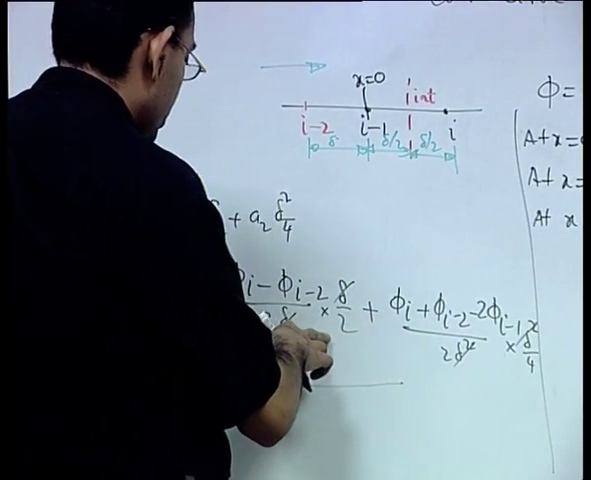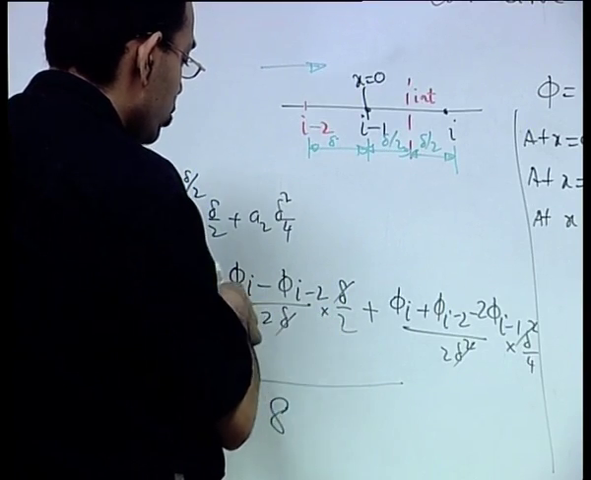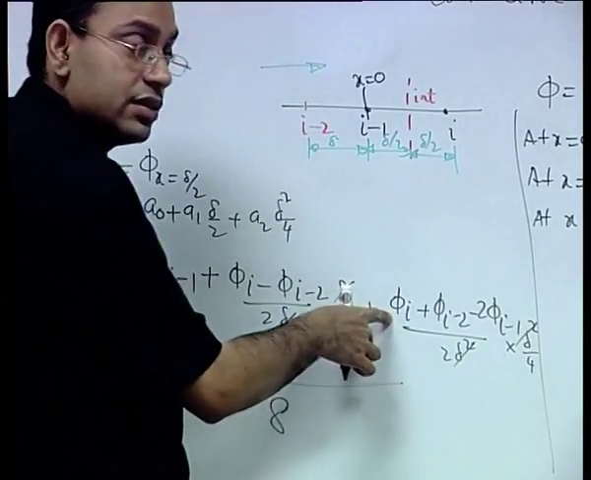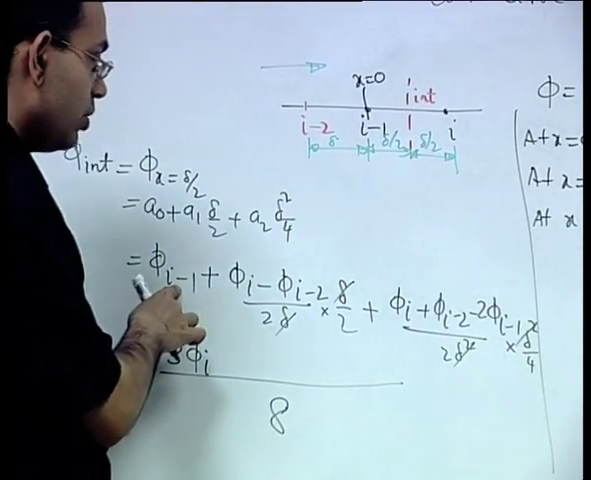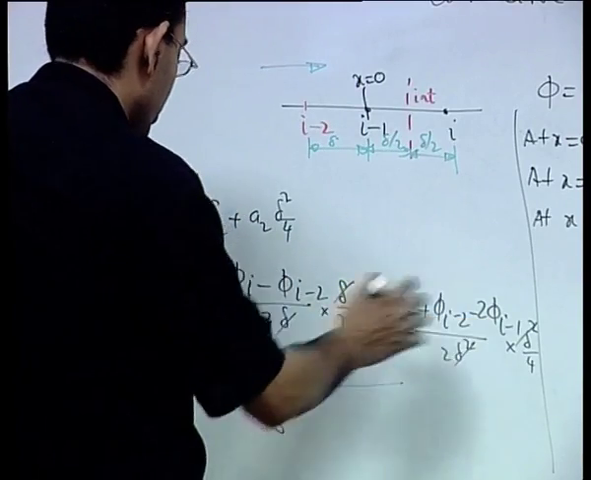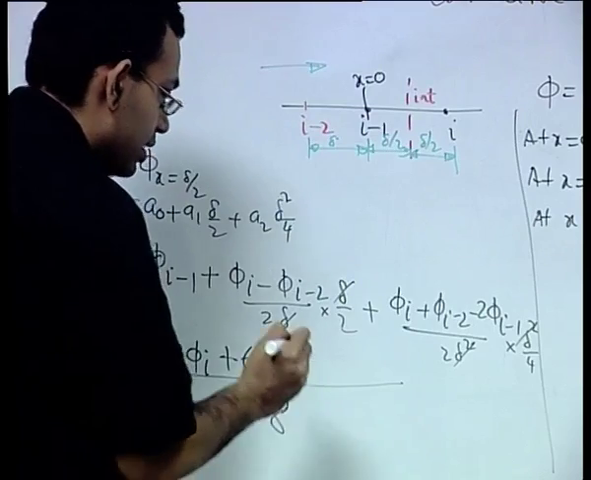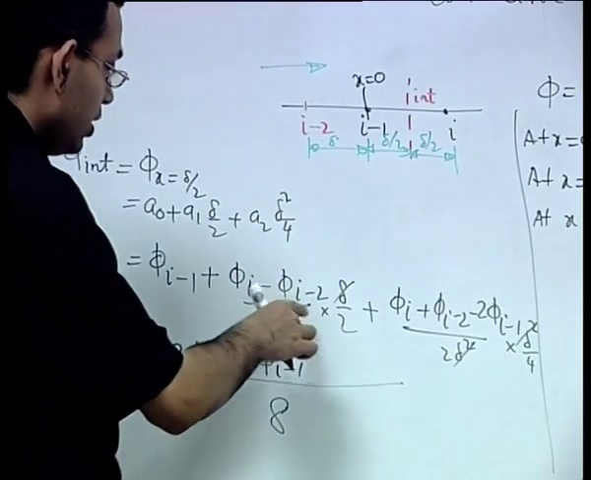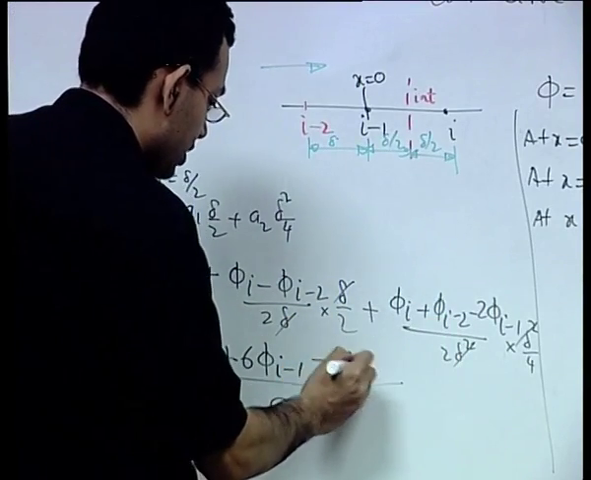You have here, if you take 8, then this is 4 into 2. So, 2 phi I, then plus 1 phi I, 3 phi I, then phi I minus 1, here you have 8 minus 2. So, 6 plus 6 phi I minus 1, and phi I minus 2, here you have minus 2 and then you have plus 1. So, minus 1.